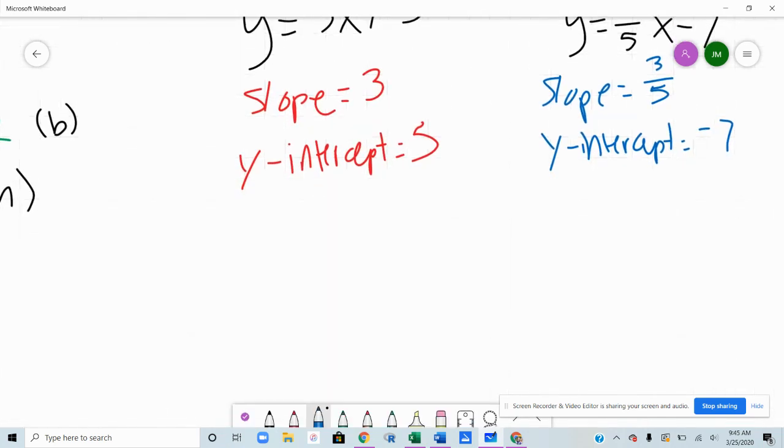One more example. Let's go with y equals -x.